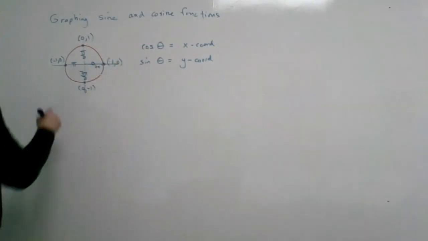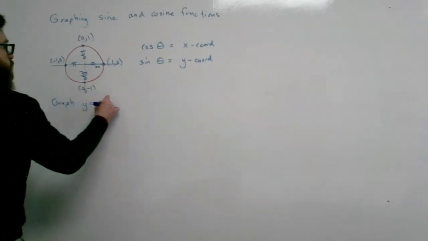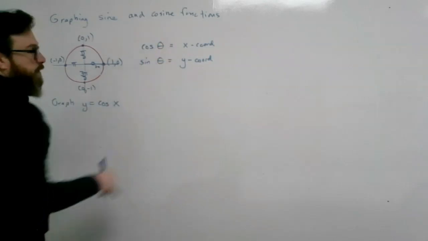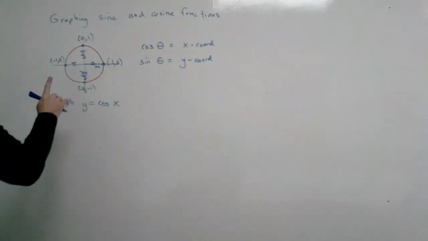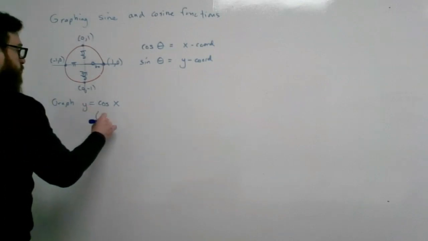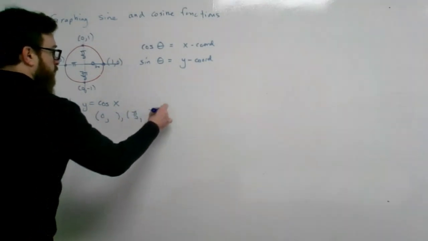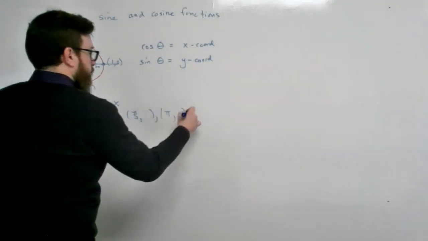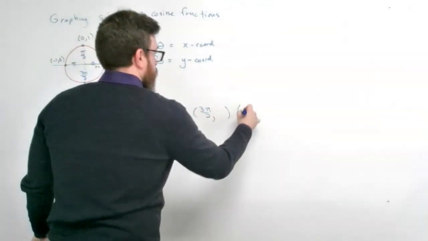So if I want to graph y is equal to the cosine of x, x being the angle theta is what I mean by that, we know that it's going to be the x coordinate. So if we're looking at the 5 key points, you're going to have the angle 0, the angle pi over 2, pi, 3 pi over 2, and then finally back to 2 pi.